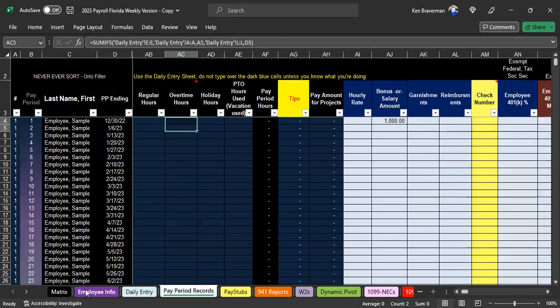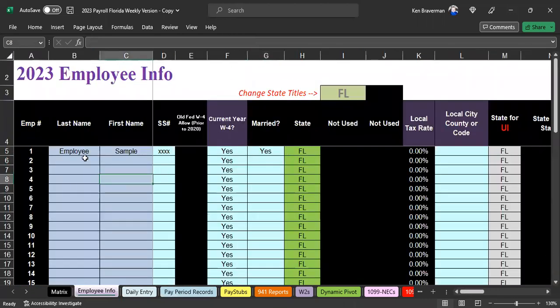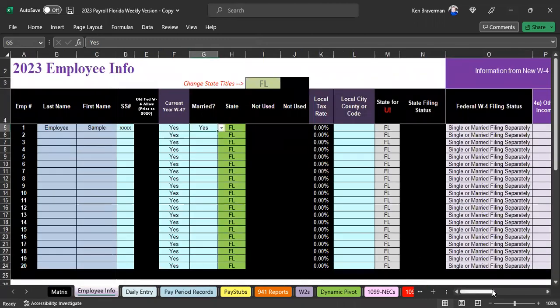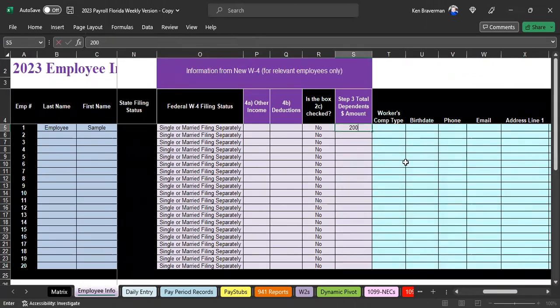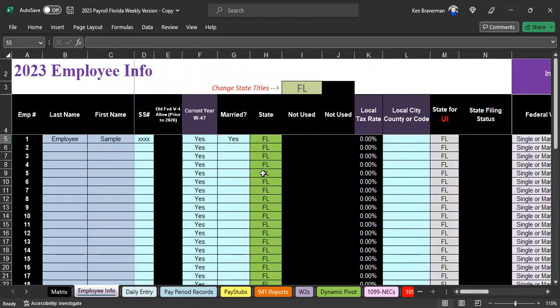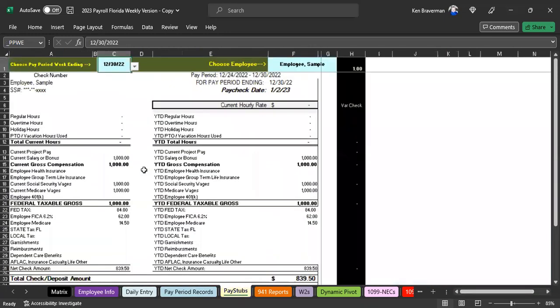Okay, so what we have here is one employee. We look at the employee info tab. You put in your information for your employee. You put the name, whether or not they're married. You also need to fill out this part for the W-4. You need to answer the questions that they filled out on their W-4: what their filing status is, if they have any other income or deductions, did they check the box for two jobs in box 2C, yes or no, and did they have any dependent amount, which you would put in thousands here, because it says 2,000 per employee dependent. So you fill out that information in here and you get a makeup of the employee. And then you end up getting your pay stubs and everything.